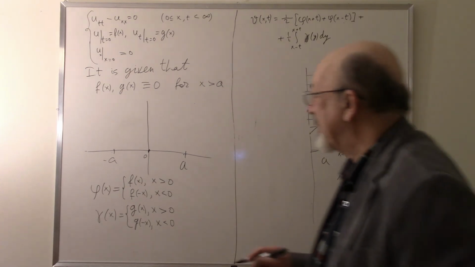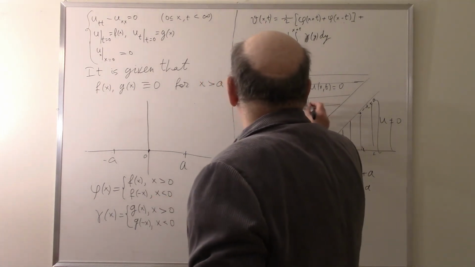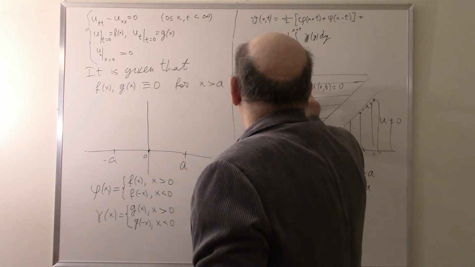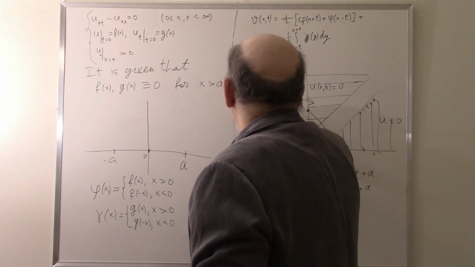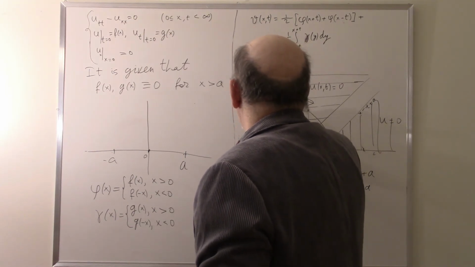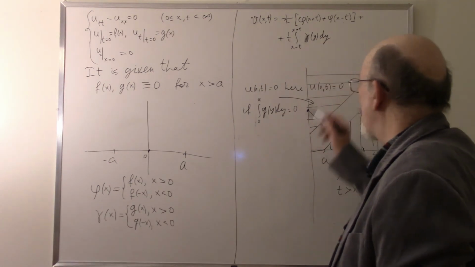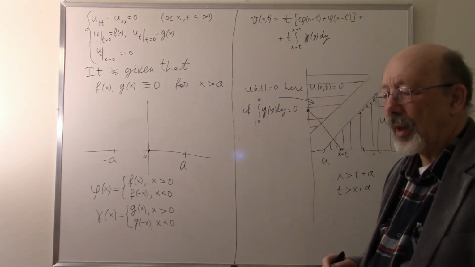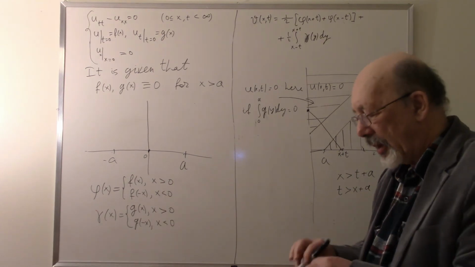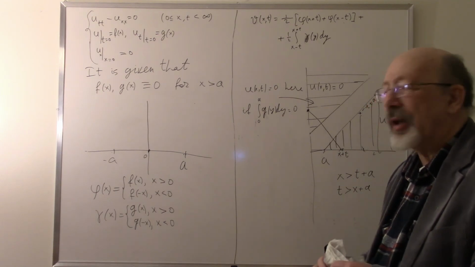It is always 0 if the integral of g equals 0. So u_x of xt equals 0 here if the integral from 0 to a of g of y dy equals 0. Then this argument works here as well. No, that's it. It was a question which I think produced some difficulty.